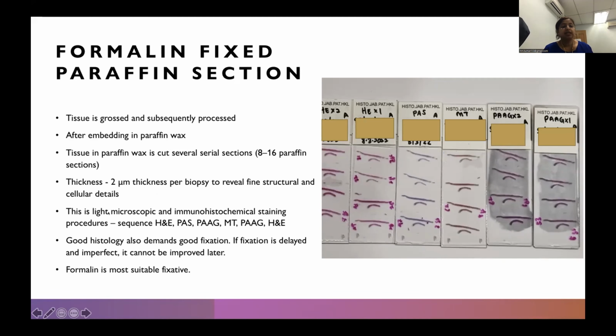So for us in HKL, the light microscopy and immunohistochemical staining procedures are done in this sequence. The first 2 levels are put into H&E, followed by PAS, silver, MT, and then back to silver and H&E. There's a reason why we do this, so we will go in sequence.